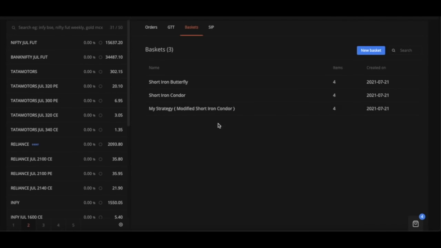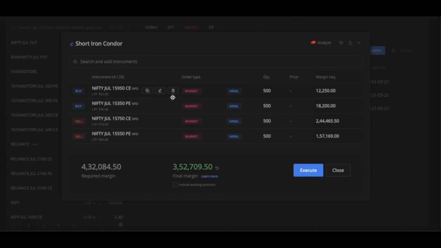Now let's see the iron condor strategy. For the iron condor, the purchase order is at the same strike prices of 15,950 call and 15,350 put, 10 lots each. But here the selling order is currently 2 strikes OTM from the current levels, that is 15,750 call and 15,550 put. Here the margin requirement is slightly less, that is 3.53 lakhs.